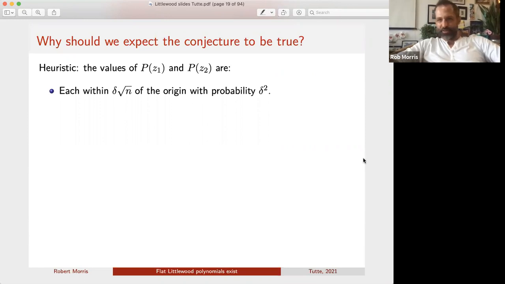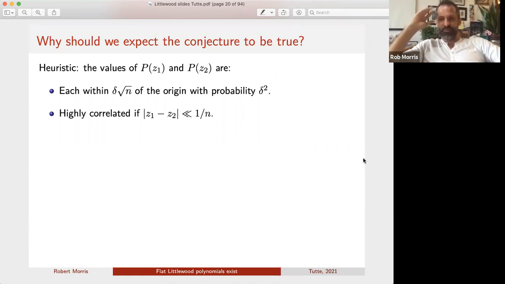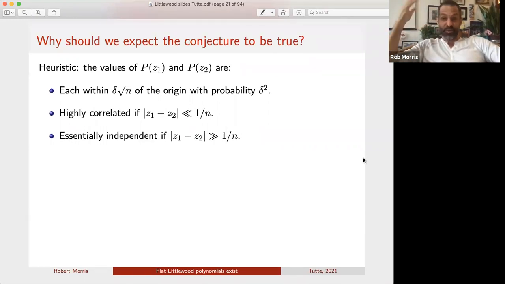But they're not independent. They're highly correlated if the points are close on the circle. It turns out the correct scale is roughly 1 over root n. So if the points are within some small constant over n, then you expect their images to be highly correlated. On the other hand, if they're much further than 1 over root n apart, then you expect them to be essentially independent. This is for a random polynomial, just to get ourselves in the right mindset. So we have to somehow deal with these dependencies.